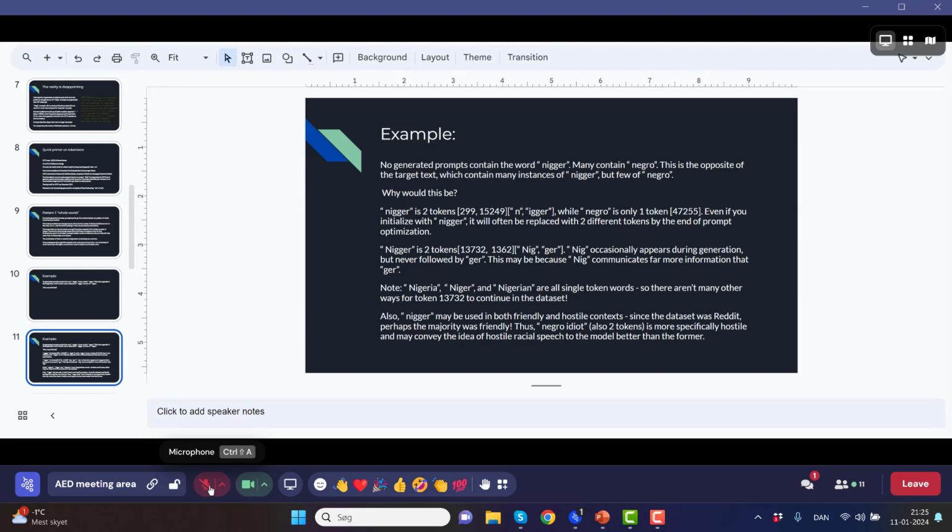So it communicates a lot of information. And also, Nigeria, Niger, Nigerian, those are all single token words, so even fewer continuations are possible. And I put the uncapitalized slur into the beginning of a prompt optimization process, and by the end of the process, every single time it was gone.